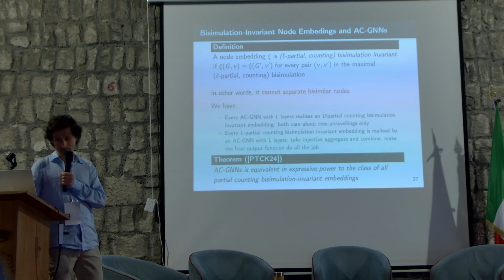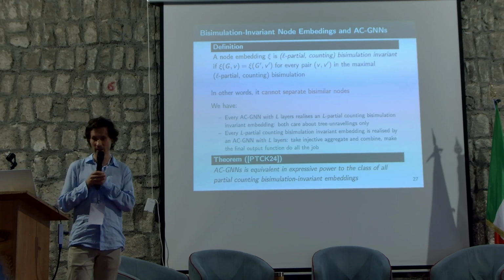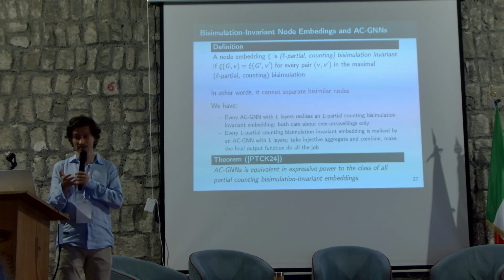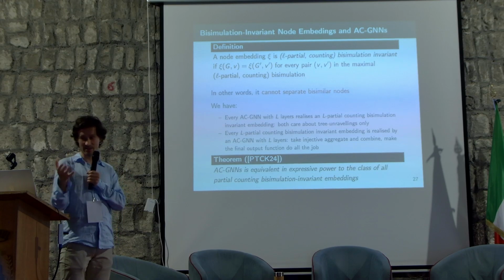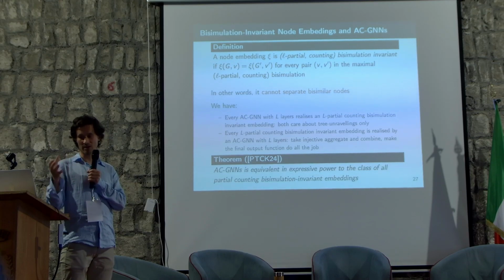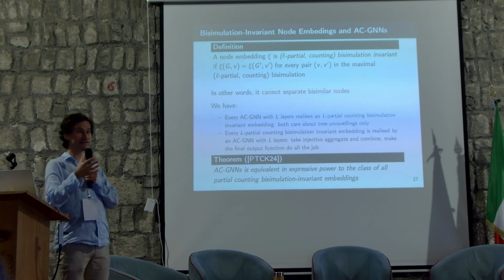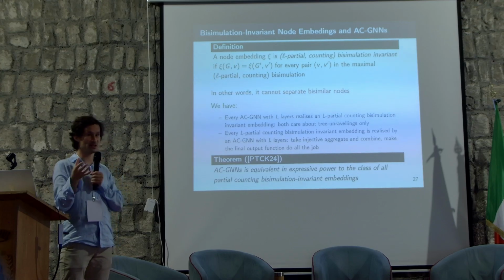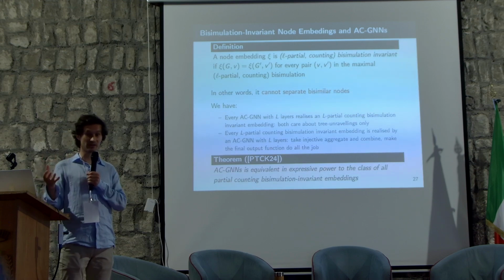And the result, which is more like a proposition, is that these AC GNNs are exactly equivalent in this strong expressive power to the class of all partial counting bisimulation invariant embeddings. So actually, all the functions we can realize with AC GNNs are precisely the functions which are partial counting bisimulation invariant.